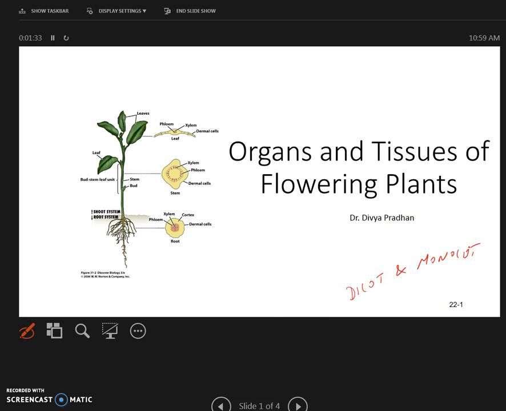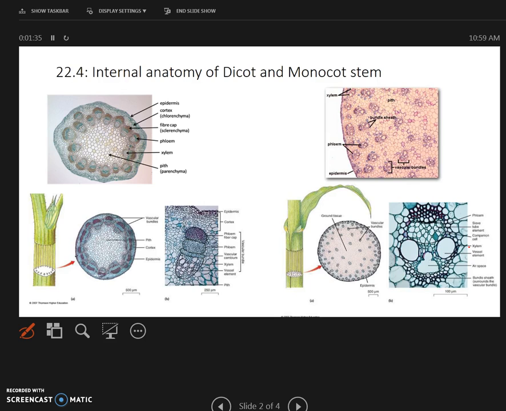Alright, so here is the internal anatomy of dicot and monocot stem. Now unfortunately this is an online class. If you were taking a traditional class, we would actually cut a cross section of both dicot and monocot. For dicot we typically use the sunflower, for monocot we use corn, and as you can see the internal anatomy of a dicot and a monocot, let's look at the differences.